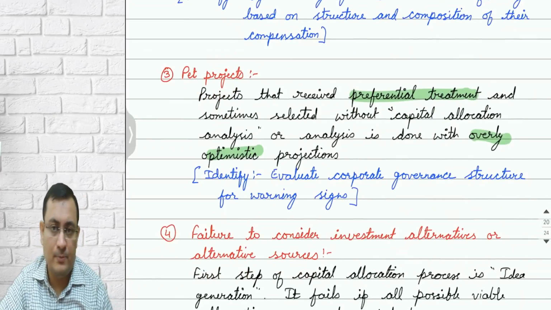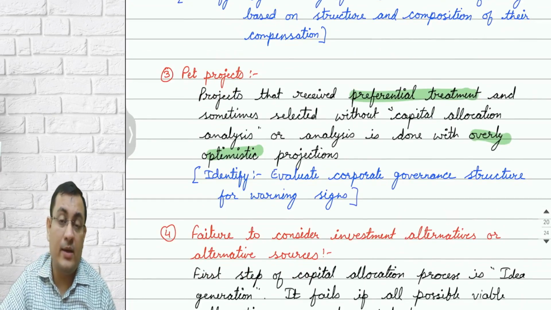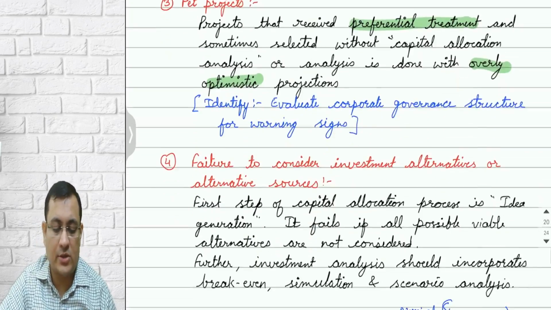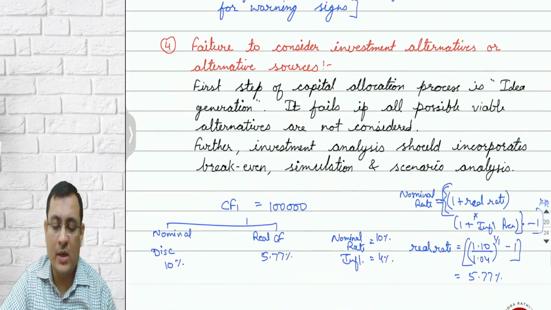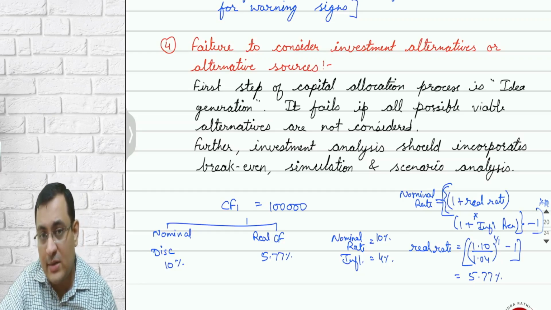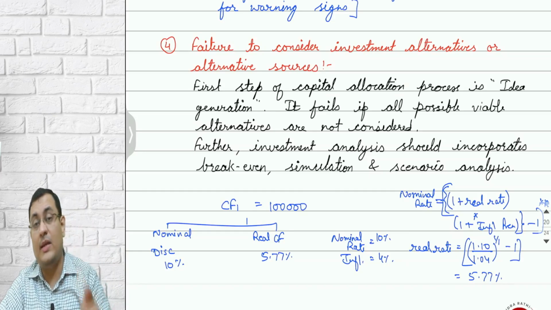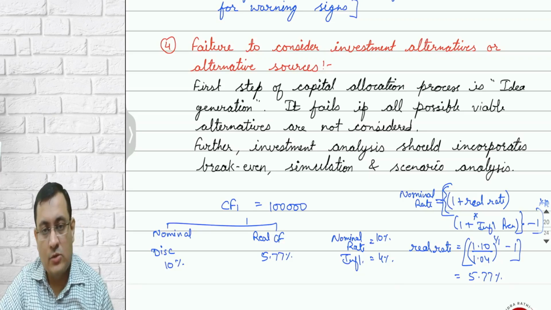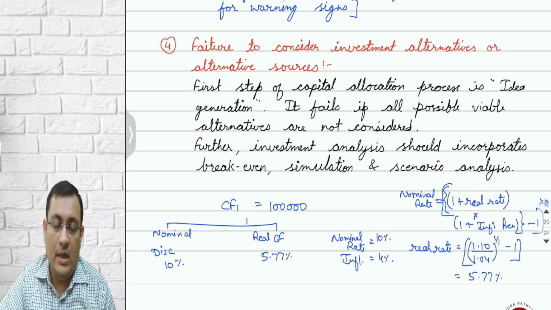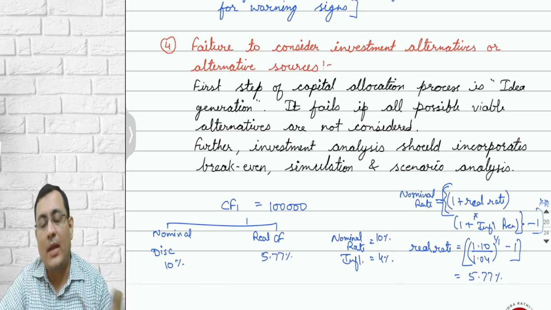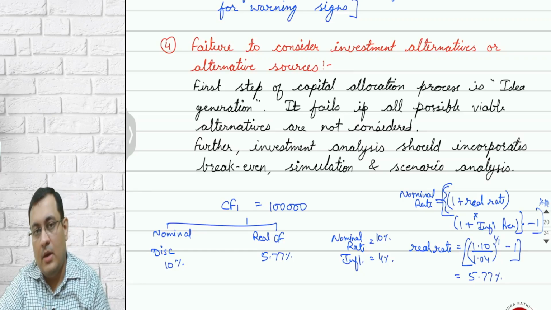Second last, pet projects. Here this creates a positive bias, overestimating the revenues and inflows, and underestimating the expenses. We should be checking the corporate governance structure here, and failure to consider all alternatives or alternative sources while doing the first step, that is idea generation. And we should be considering break-even, scenario analysis, and simulation when we are doing the NPV analysis of the project. So with this, we are done with the best practices or capital allocation principles and capital allocation pitfalls.